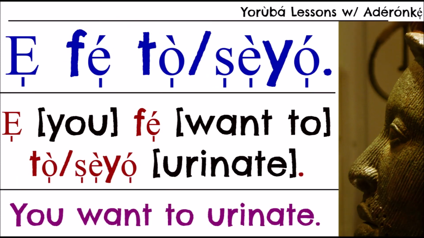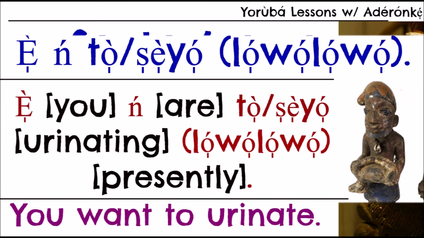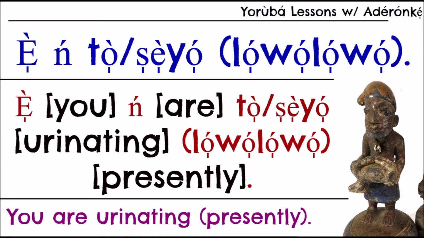So you want to urinate in the plural sense. Efe to. Efe sheyo. You want to urinate. And then ento lowo, or you could even simply say ento, you know. I don't want it to get annoying for you. I don't want to keep reminding you. Ento and sheyo, you are urinating presently. You're urinating. Ento and sheyo.